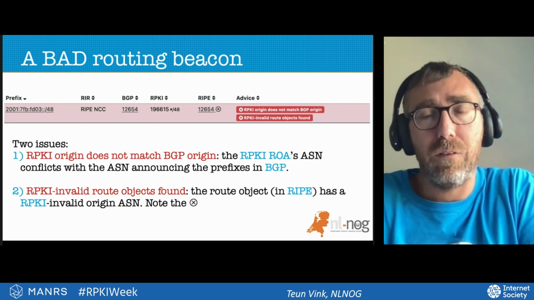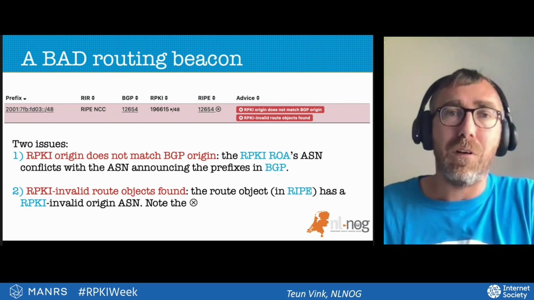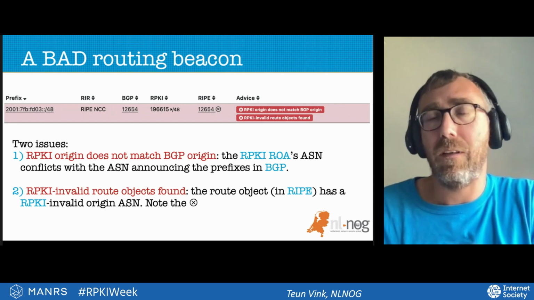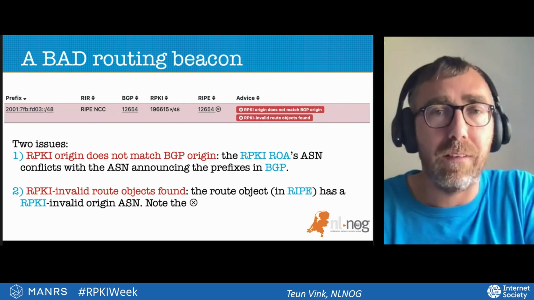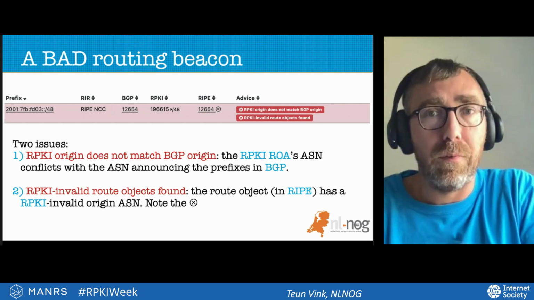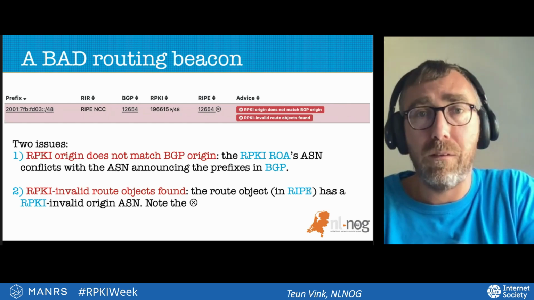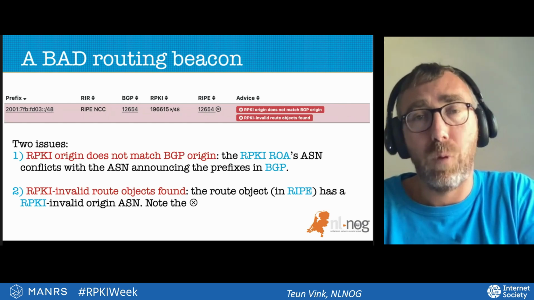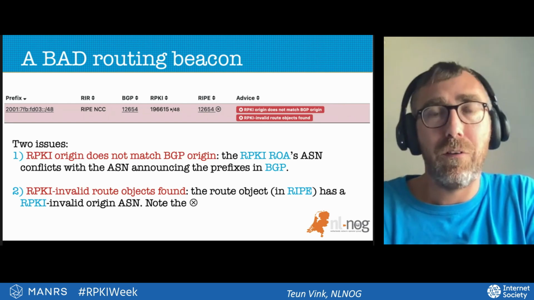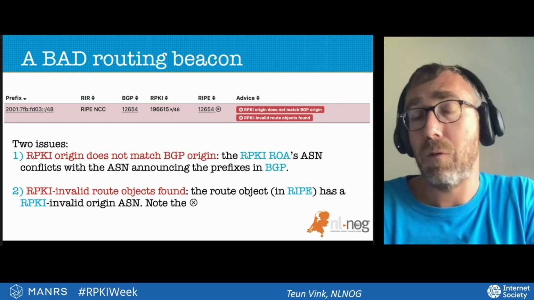12654 cannot advertise this prefix as it is because RPKI tells us it's not correct. So there should be a route object for 196615. Or once again, you could delete the ROA for 196615.